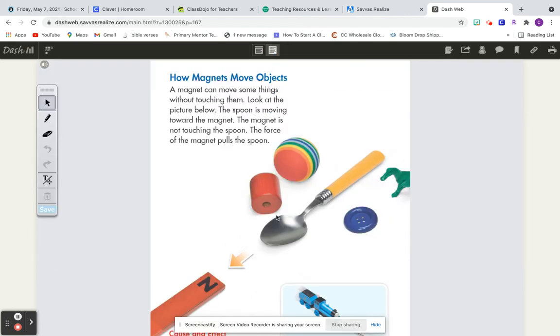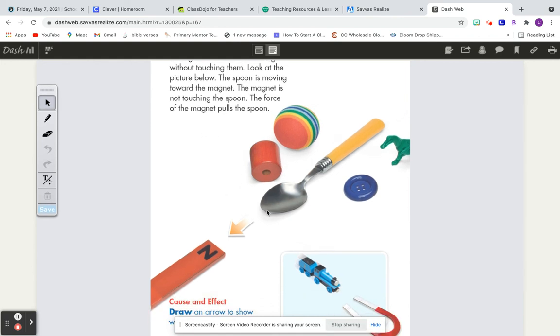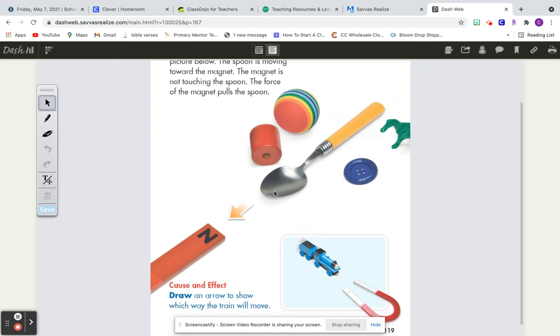A magnet can move an object. It can move something without touching it. So look at the picture. The spoon is moving towards the magnet. The magnet is not touching the spoon. It is the force of the magnet that pulls the spoon. So because it's a metal object, the spoon's all the way over here, but the magnet will pull it towards it.